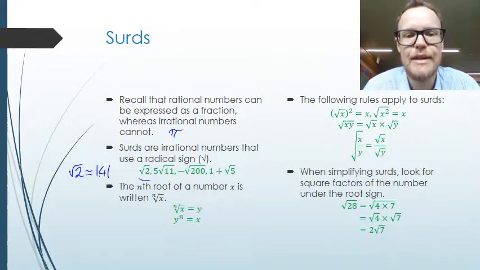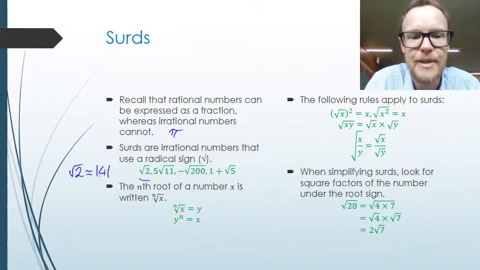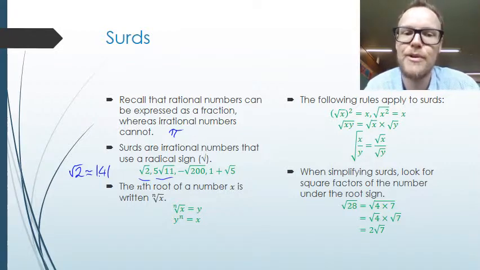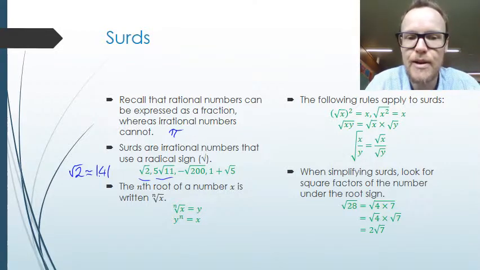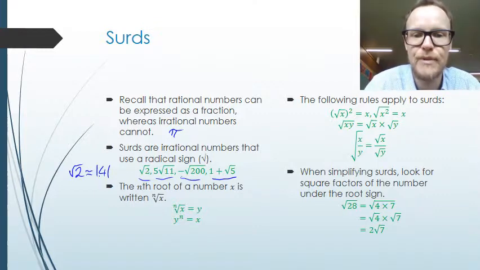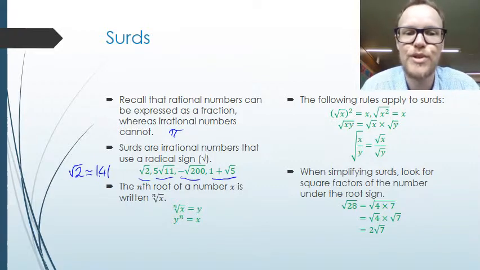These are some other examples of irrational numbers. So we can have 5 root 11, which is 5 times the square root of 11, negative of square root of 200, or 1 plus square root 5. They're all irrational numbers, and they're all classified as surds. Surds just have a root, radical sign in there. It can be a square root, cube root, any other, any nth root.